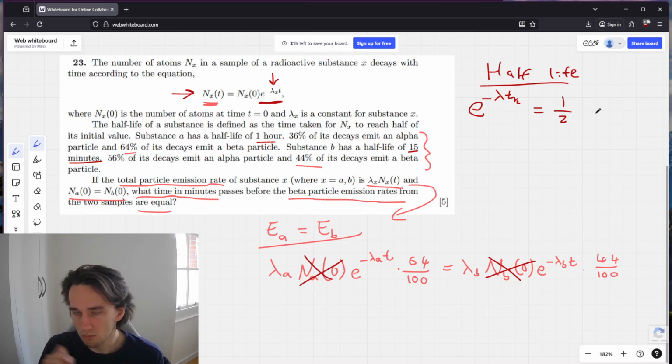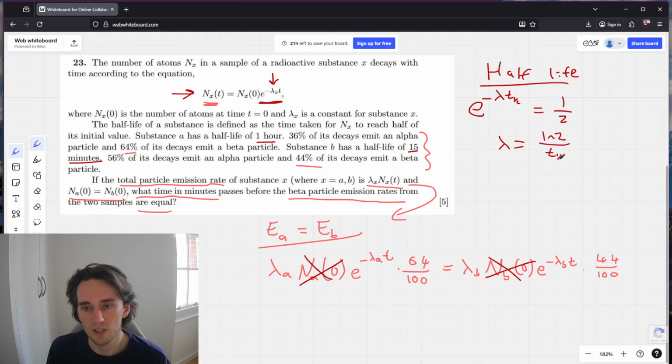Now, if you take some logs, do a little bit of algebra here, you will see that lambda is equal to ln2 divided by the half-life. This is a very standard result. So if you didn't know, now you know, and we're in a position to use this. Fantastic. So if we actually specifically check here, lambda A, for example, and lambda B, we can now write these down.